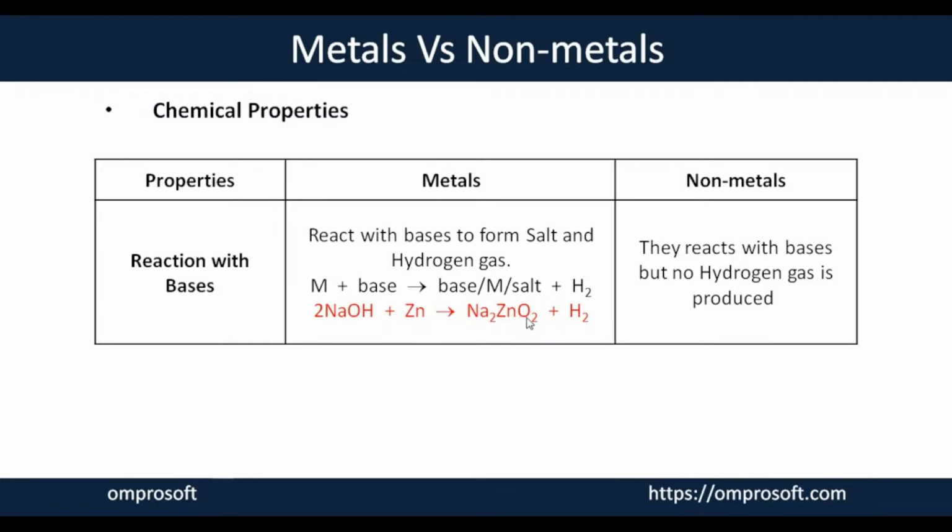And if you perform the same reaction with non-metals, they do react with base, but they do not produce hydrogen gas as a product. So these are the differences between metals and non-metals on the basis of their chemical properties. With this note, we conclude the session. We'll see you in the next session.